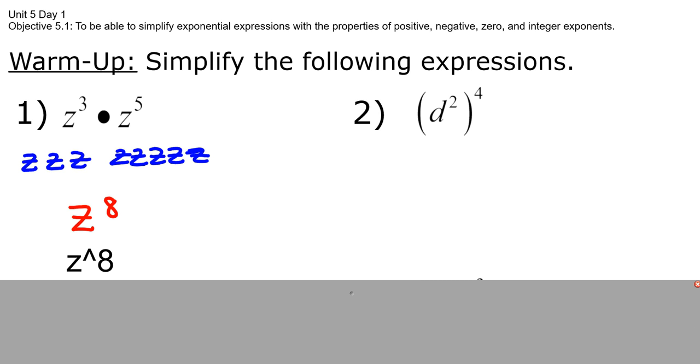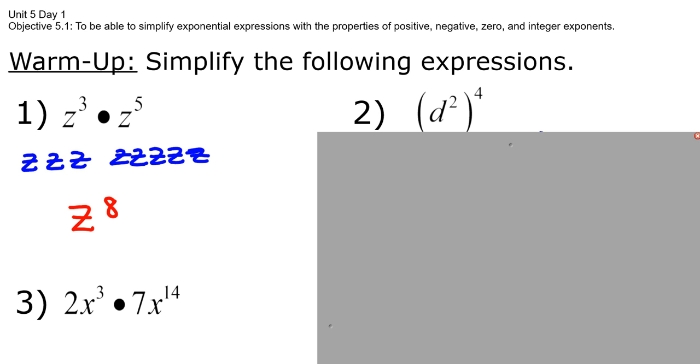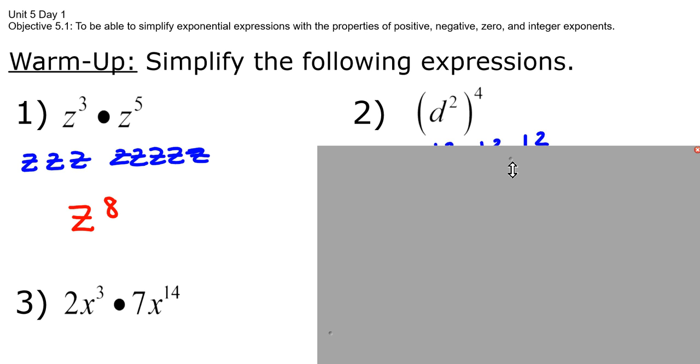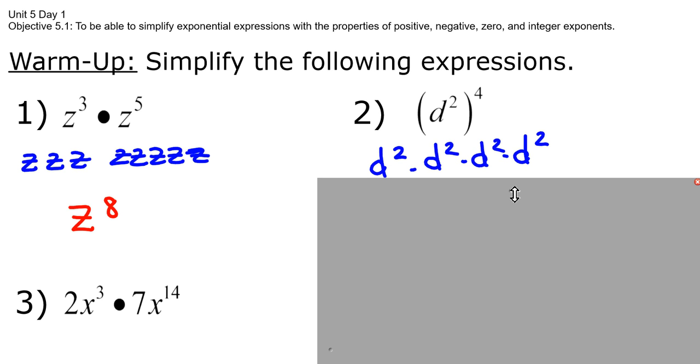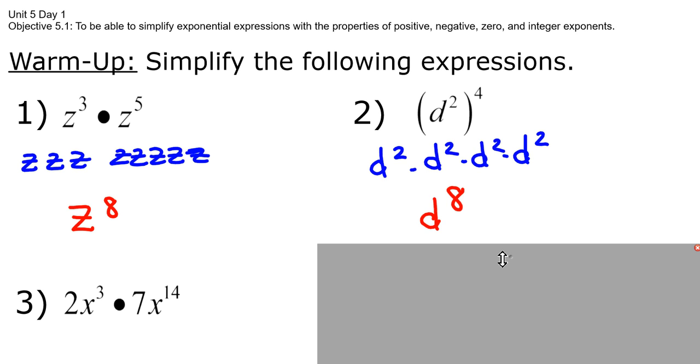For number 2, we have d squared raised to the 4th power. So again, we have 4 of the quantity being multiplied together. So what does that mean for us? Well, we have 4 d squareds being multiplied together. And remember, d squared, or d to the second, means that you have 2 d's being multiplied together. Well, if you have 2 and 2 and 2 and 2, you have a total of 8 d's being multiplied together. So we could represent that as d to the 8th.